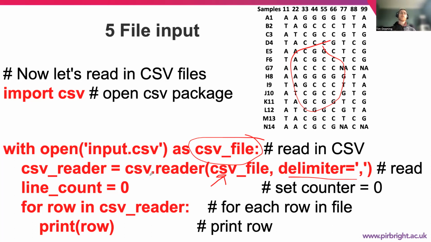And that goes into the csv reader variable we declare here, and we say for each line in the file, print that row. So it's basically the same thing as before. It's just a different way of constructing it with the csv reader as being a key component of that.